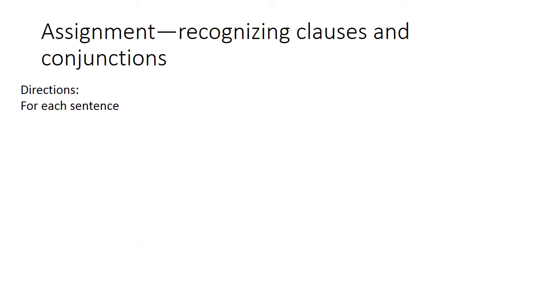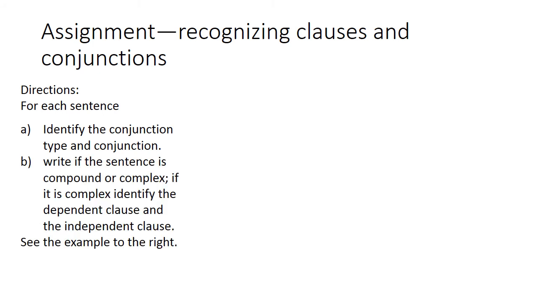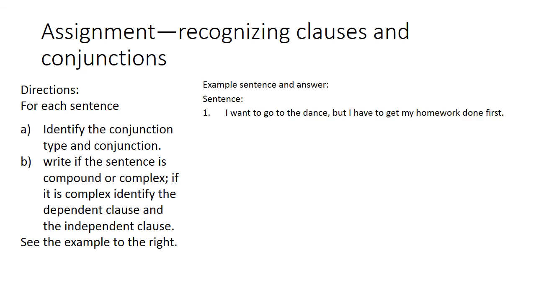So here's your assignment. Okay, recognizing clauses and conjunctions. I'm going to give you some sentences on the next slide. For each sentence, you're going to identify the conjunction type and the conjunction. So is it coordinating or subordinating? You're going to write if the sentence is compound or complex. If it's complex, you're going to identify the dependent clause and the independent clause. Okay, this is how it works.